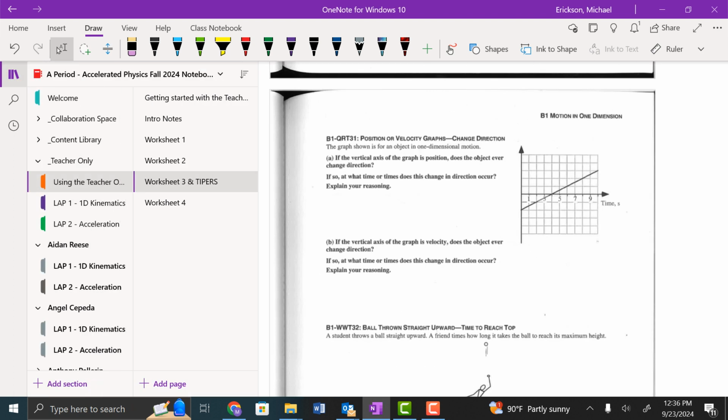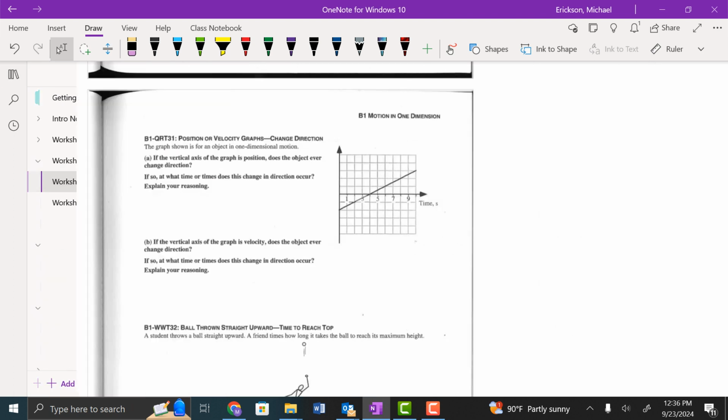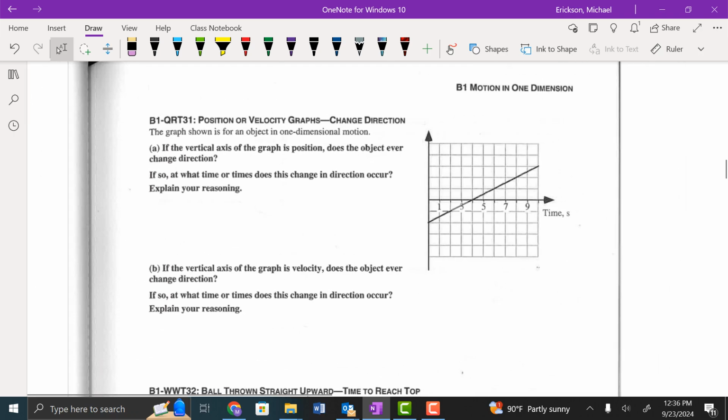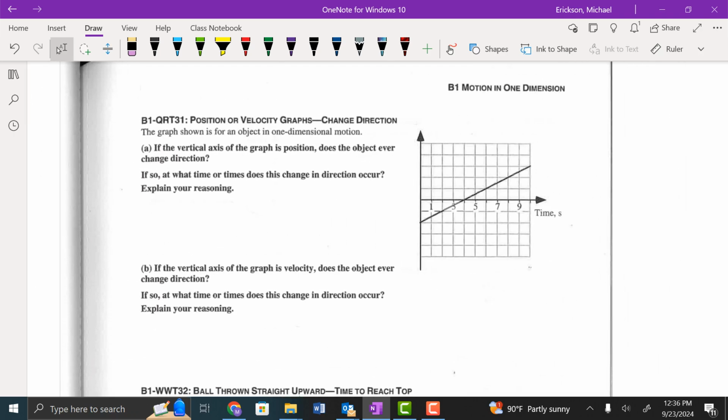Hey guys, I'm continuing my Worksheet 3 typers. Hopefully we get the rest of this done in one video. I'll remind you, typers are more critical thinking, you have to use that logical reasoning to get through this. There's a lot less numbers to work through.